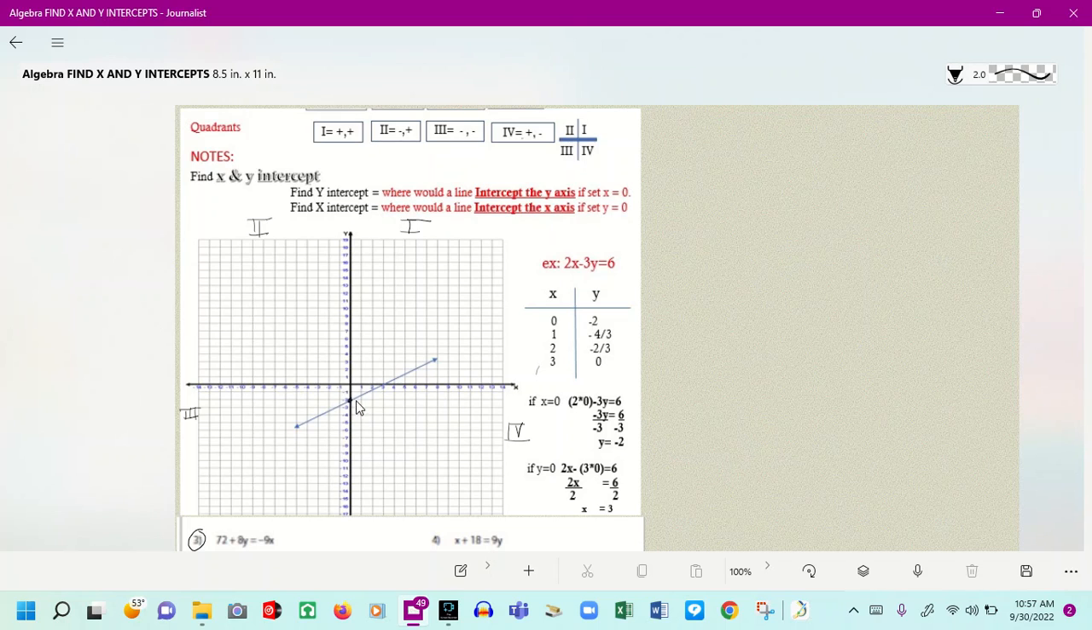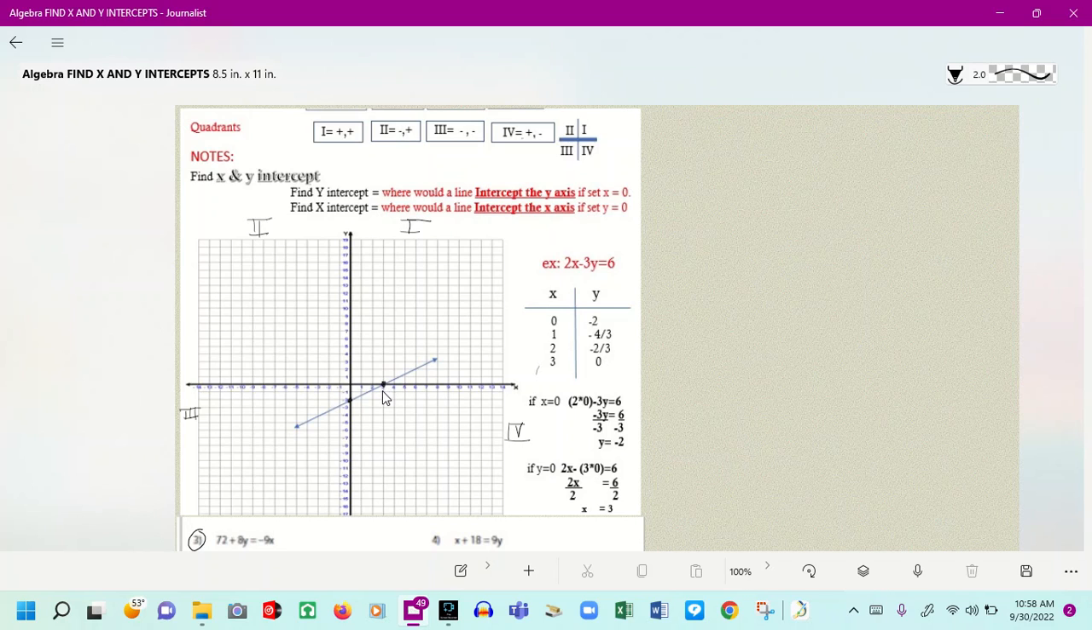Okay. Now, let's see what it is when y is 0. 2x minus 3 times 0 equals 6. Now, the 3 times 0 goes away. Bring down the 2x equals 6. Divide off the coefficient from the variable. 2x divided by 2 is x. And 6 divided by 2 is 3. So when y is 0, x is 3. And there's our point for when y is 0, x is 3.